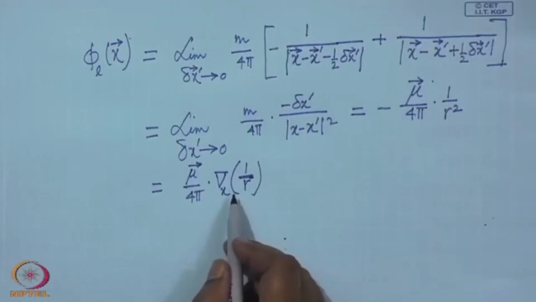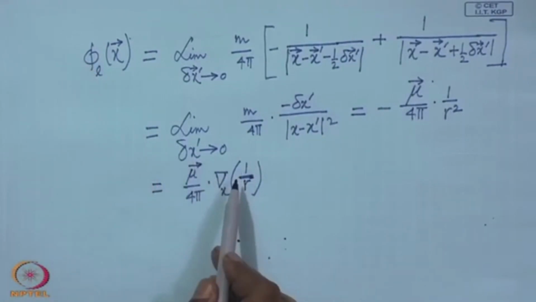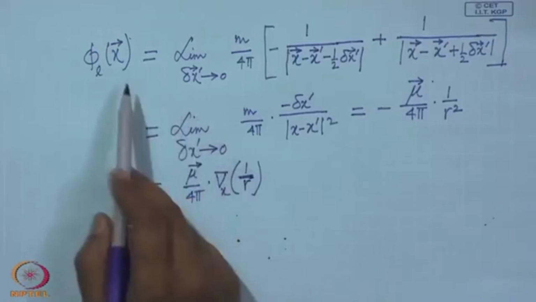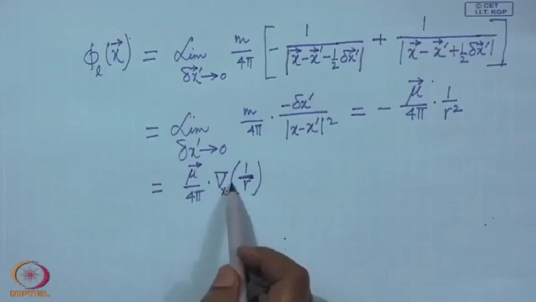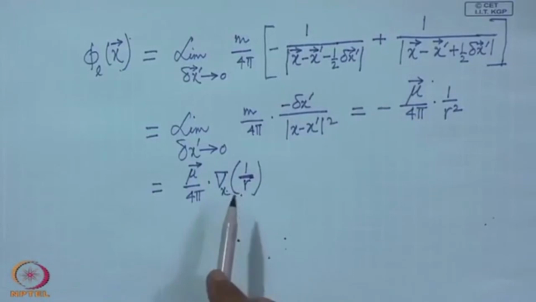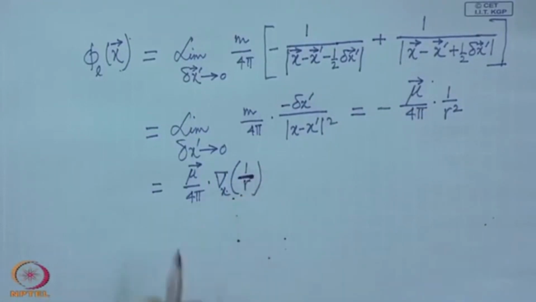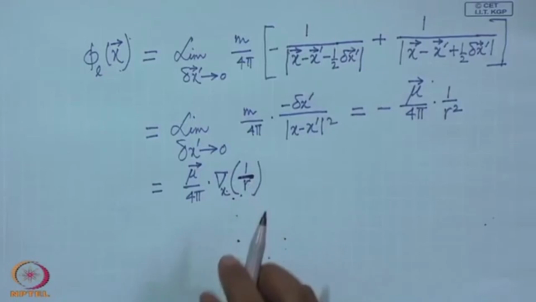This is just to indicate that this function phi for a point doublet is obtained by a gradient of the phi for source. This 1 by r was the phi for source, but in this case now we have a gradient of 1 by r.